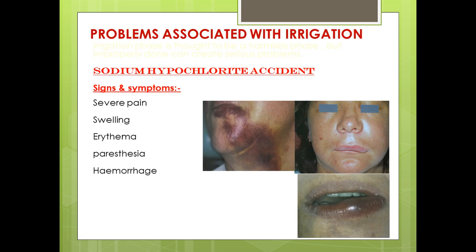And we have the problems associated with irrigation also. The main irrigant that causes problems is sodium hypochlorite. So always be careful. You have to use a rubber dam whenever you use hypochlorite as an irrigating agent. Never try to use hypochlorite without a rubber dam. So these are the signs and symptoms where you can see severe pain, swelling, erythema, paresthesia, and hemorrhage of the tissues, external tissues as well as internal tissues.